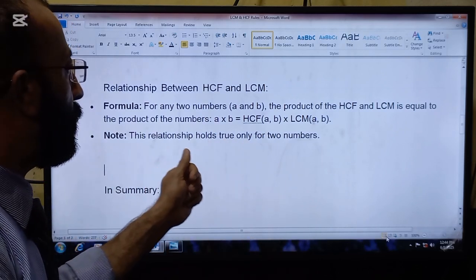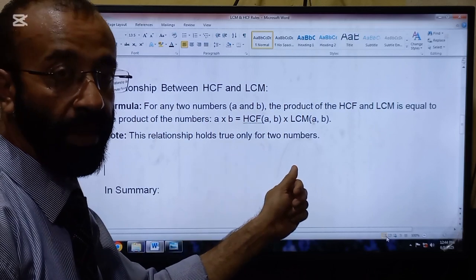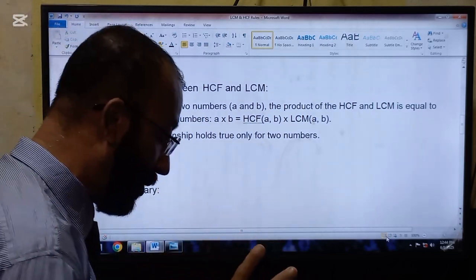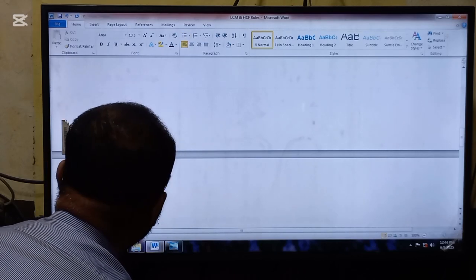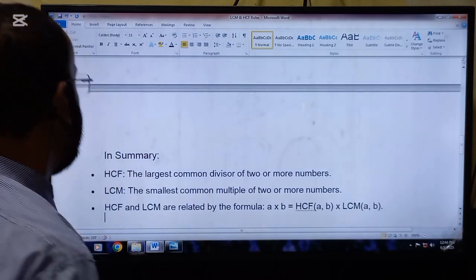Note, this relationship holds true only for two numbers. So this is the condition. This will hold only for two numbers. If numbers are more than 2, this condition will not be applied.